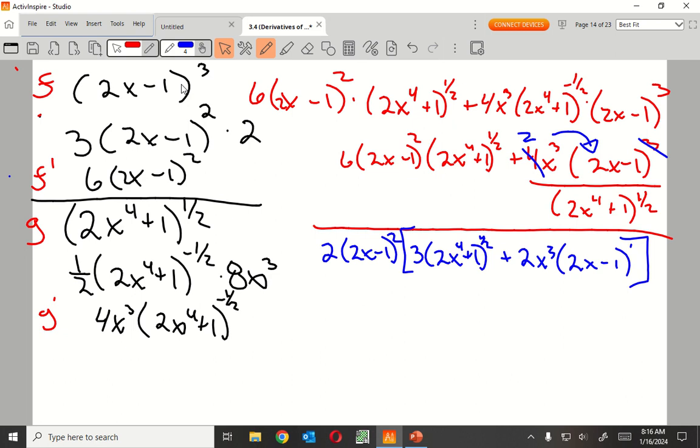Okay, and all this is still over my 2x to the 4th plus 1 to the positive 1/2. Yeah, but after I distribute, I could do some combining. Not much. Just leave it. Leave it as is? Let me see.